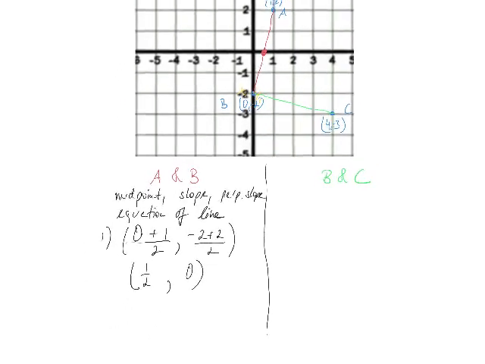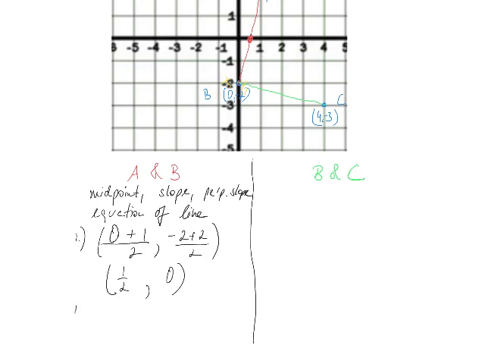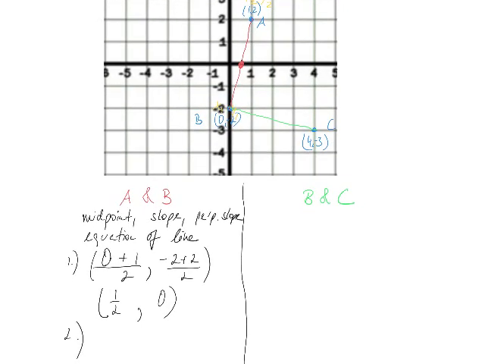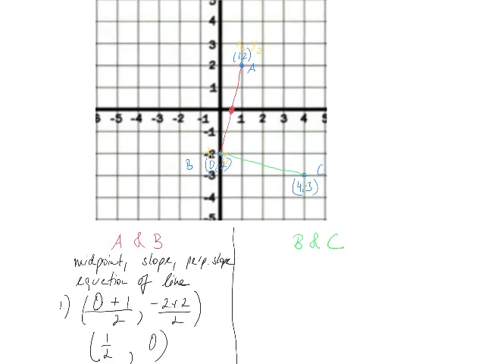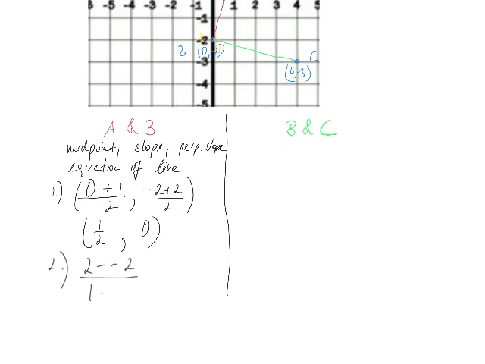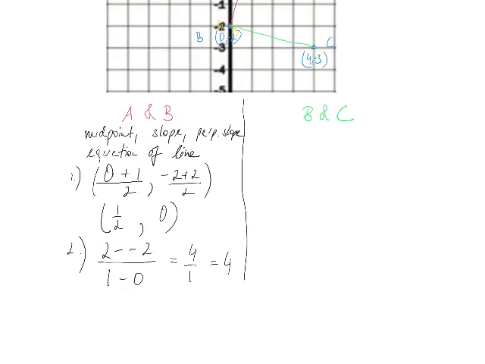Now the next calculation is the slope. We use our x1, y1 again. So that would be 2 minus minus 2 over 1 minus 0. 2 minus minus 2 is 2 plus 2, which is 4, over 1, and the slope is 4. Yeah, we can see that 1 over, 4 up. That's correct.